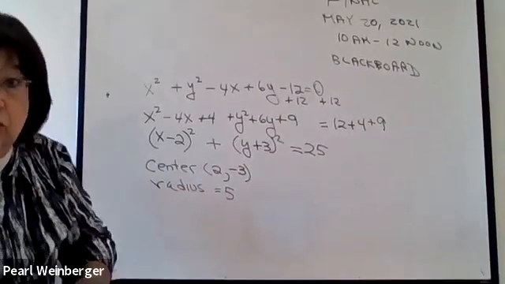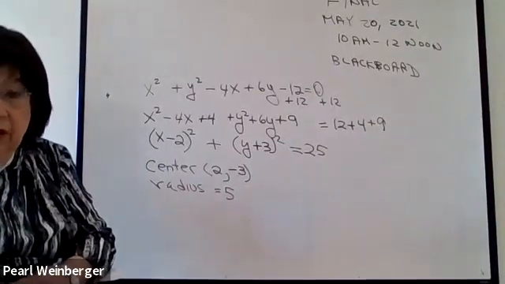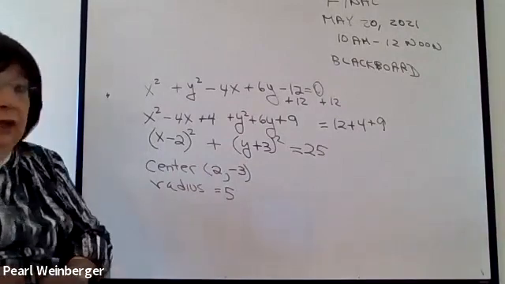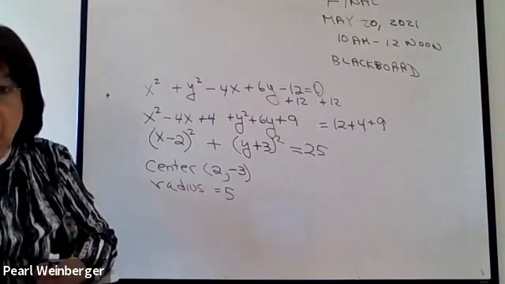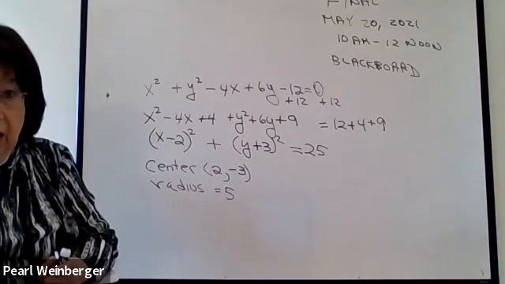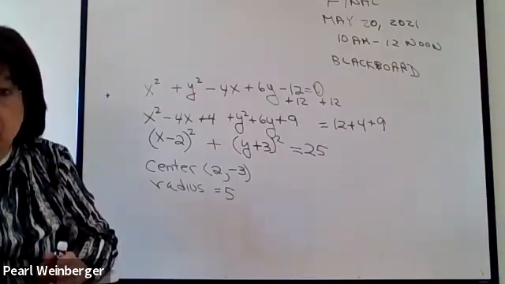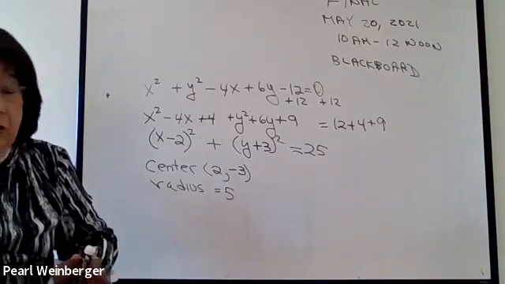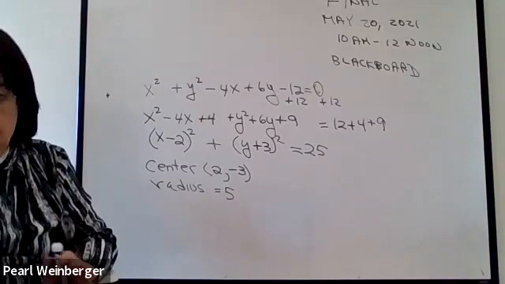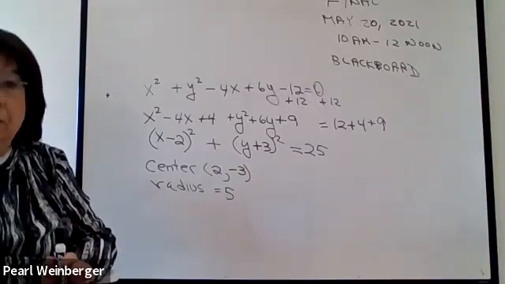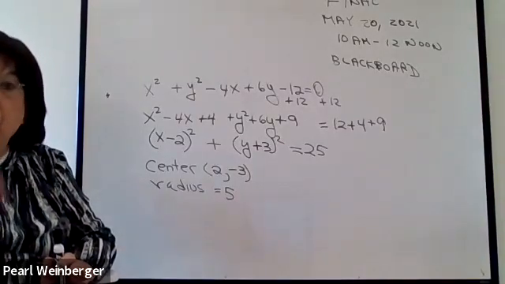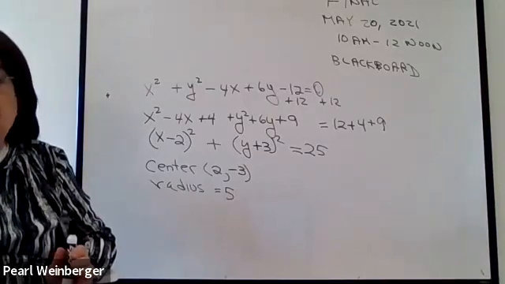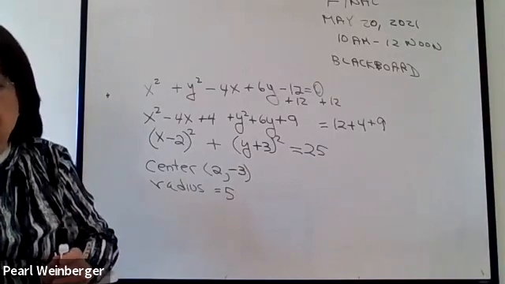Okay, so let's do one that involves a parabola. Now, a parabola is the only quadratic equation that only has x squared and doesn't have y squared. Alternatively, it could have a y squared but no x squared. It doesn't have both an x squared and a y squared. Only one of the variables has an exponent of 2. One doesn't and one does. That makes it a parabola.